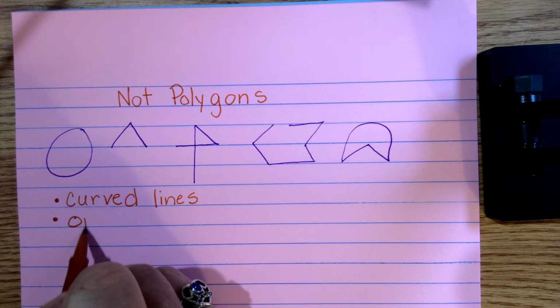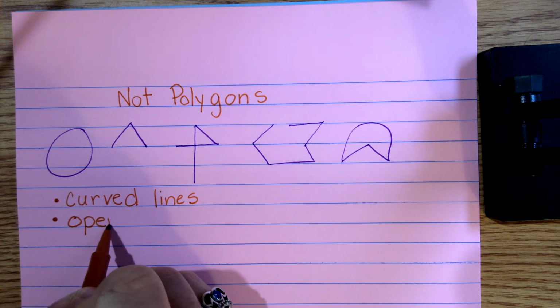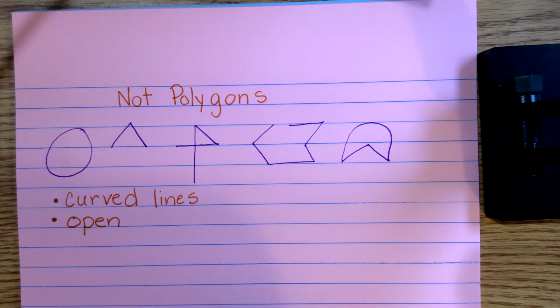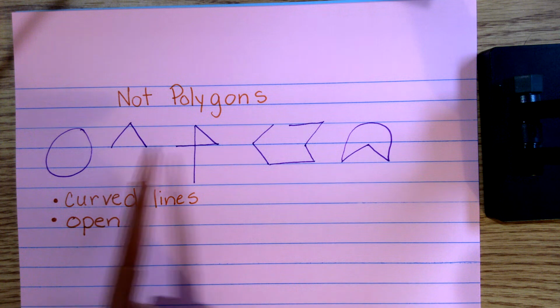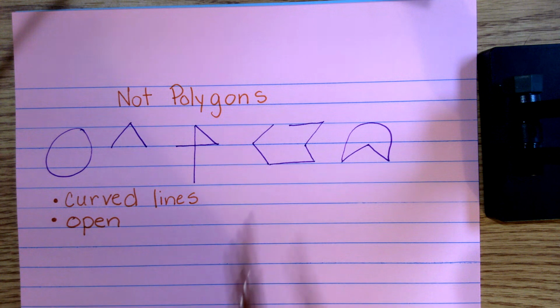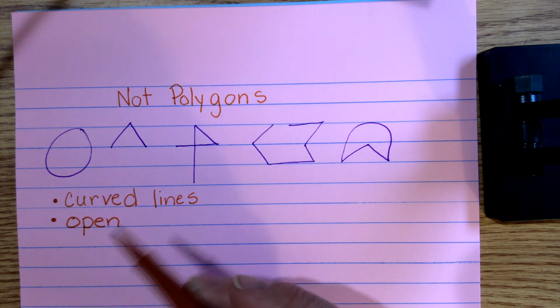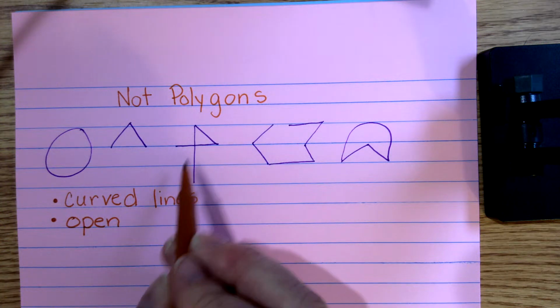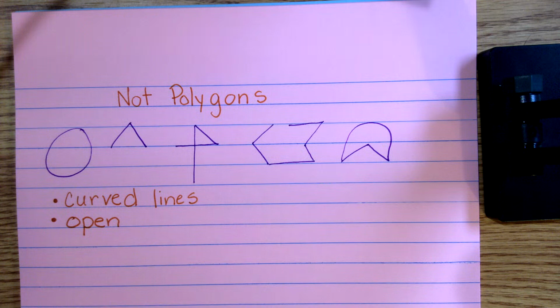Two, it's open. The end of one side does not touch the end of another side. So these two are open. Or two lines do not touch. It is not completely closed. So looking at this one right here, it has some open space in it that would keep it from being a polygon.